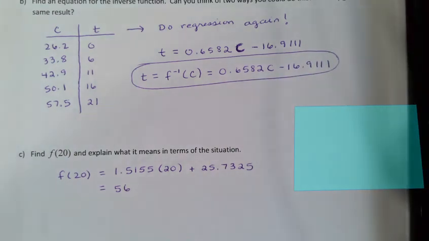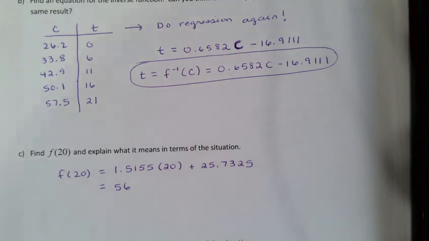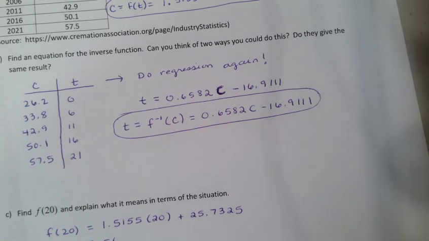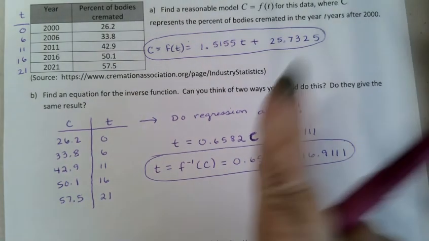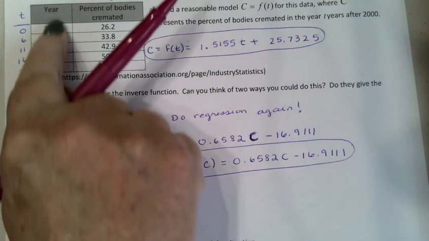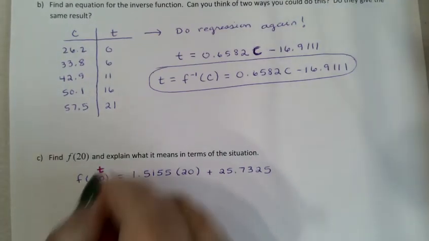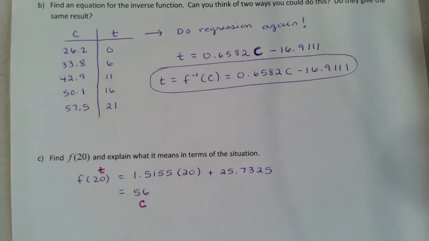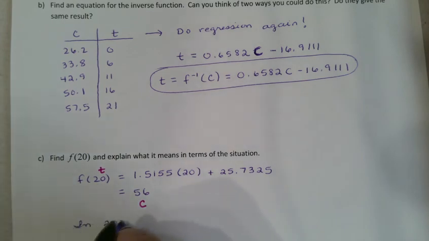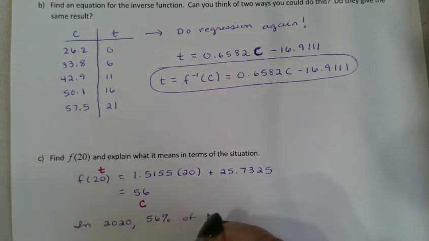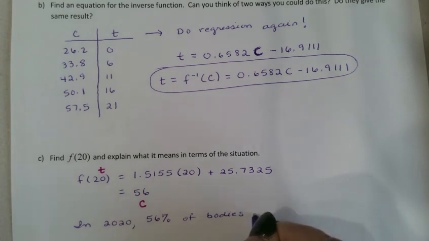Because if you remember, back in the original, the input is T, the output is C. So 20 is a T value, 56 is a C value. And let's see, T of 20, that would be in the year 2020. 56% of bodies were cremated, according to our model.